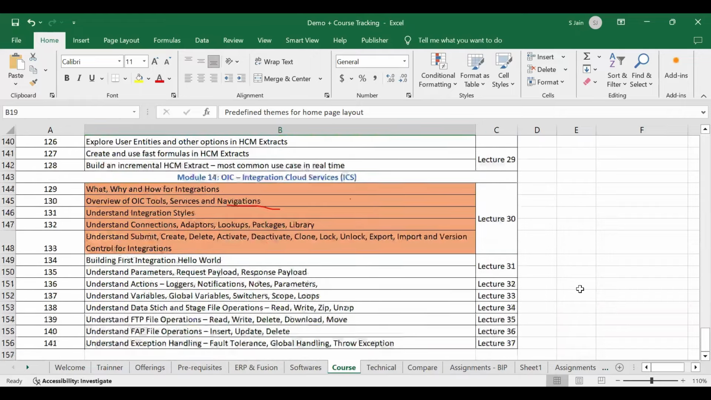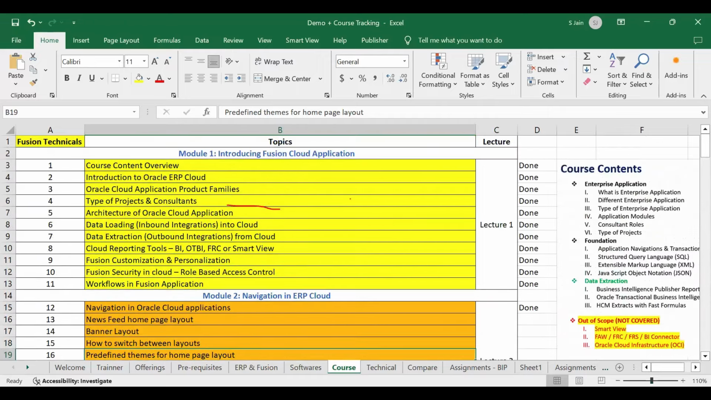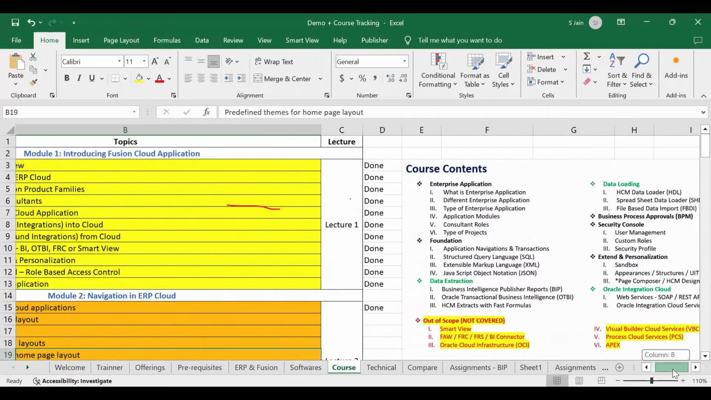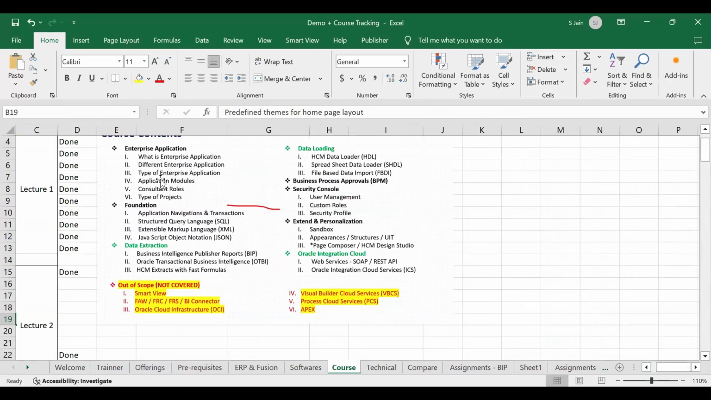In a nutshell, guys, we generally used to have almost 50 to 55 hours, generally 50 classes. We will be covering what an enterprise application is, different types of enterprise applications, what the different modules are, the role of a consultant, and the types of projects that we will be enrolling in. We will be starting our course with the foundation layer, whatever prerequisites or foundation is required, that we will be covering in this part of the training.